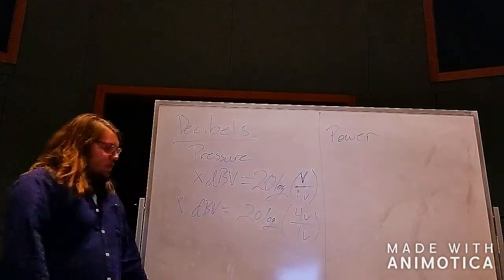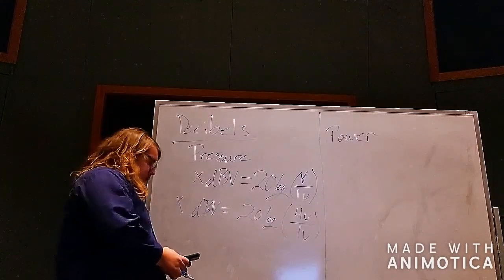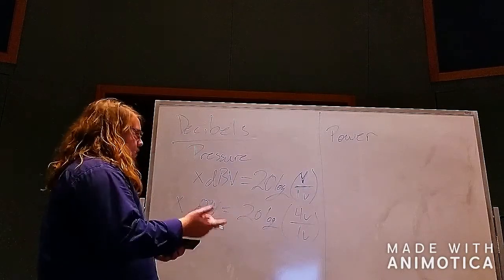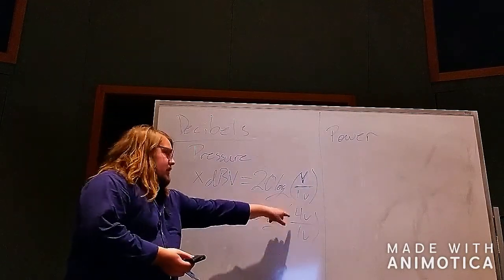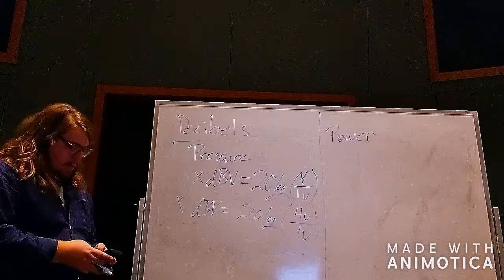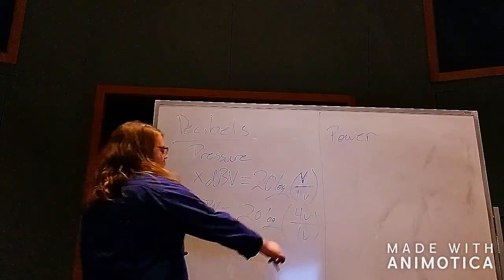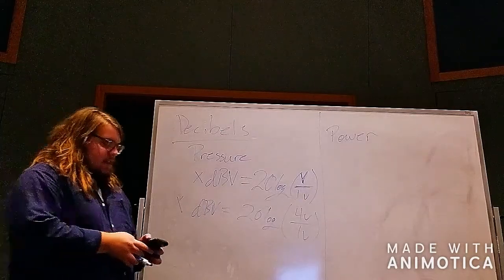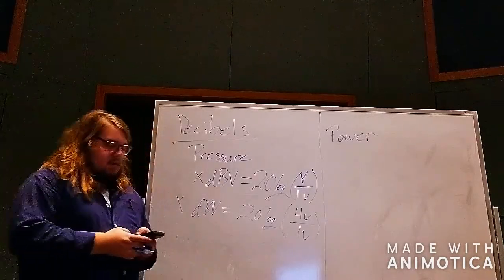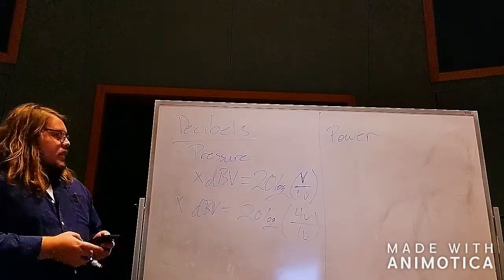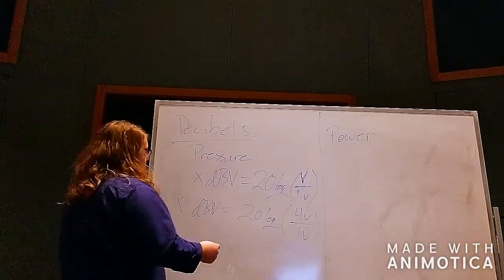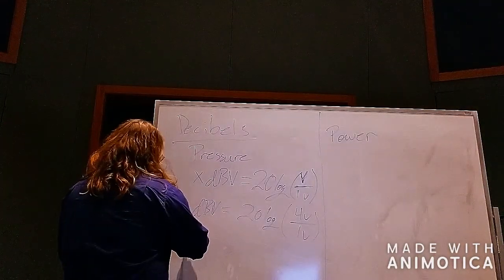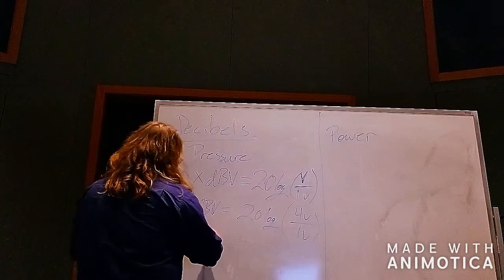So 4 over 1 is 4. This 1 volt is kind of unnecessary, but I'll put it there so you know that there is a reference. We'll get back to that. Take the logarithm of 4, multiply that by 20. Okay, so 4 volts is about 12 dBV.